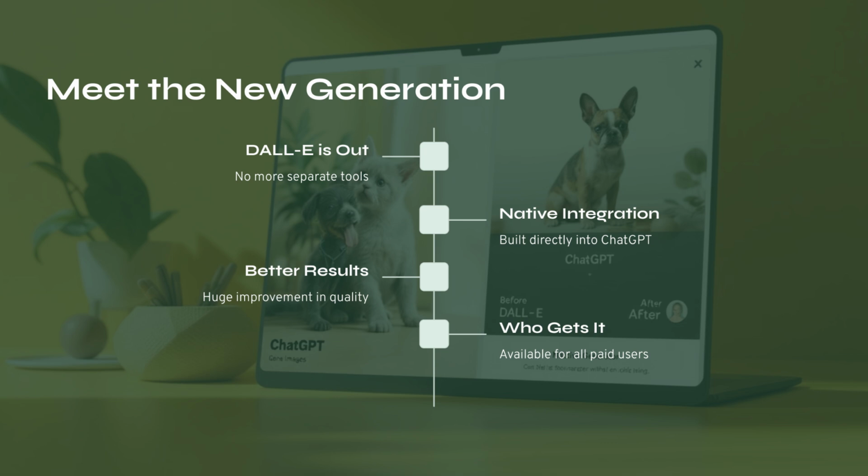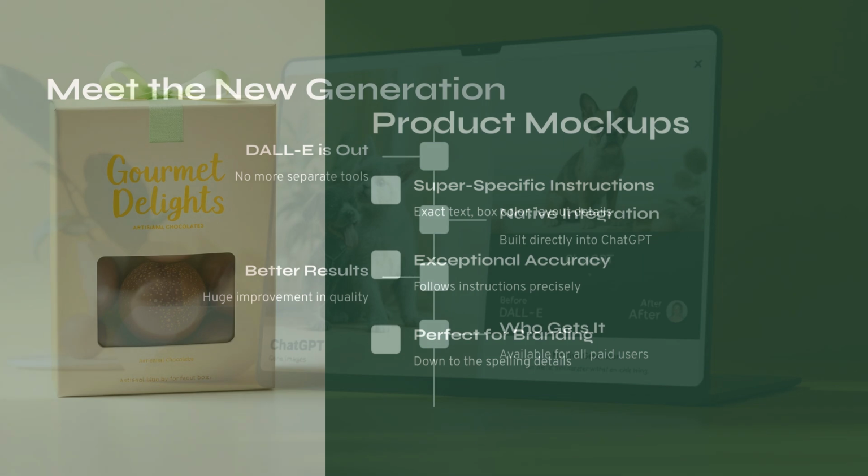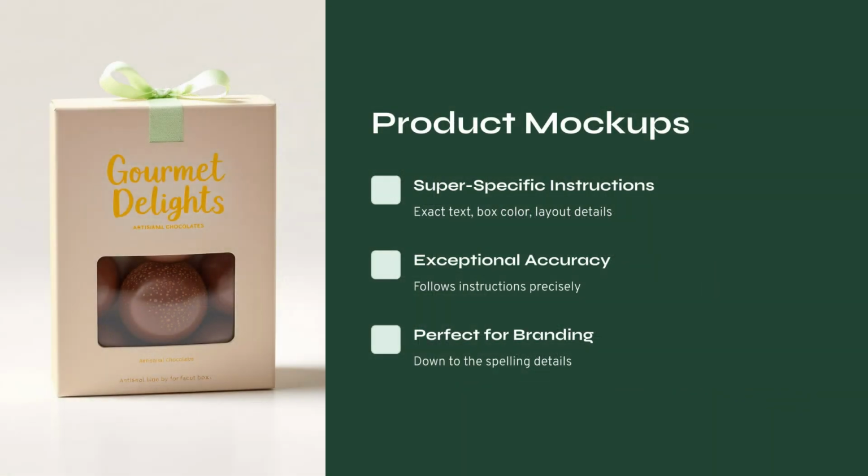Alright, let's dive into the use cases. I started by asking ChatGPT to generate a product box design. I gave it super specific instructions, exact text, box color, layout, everything. The result? It nailed it. The design followed every detail down to the way I spelled chocolate.